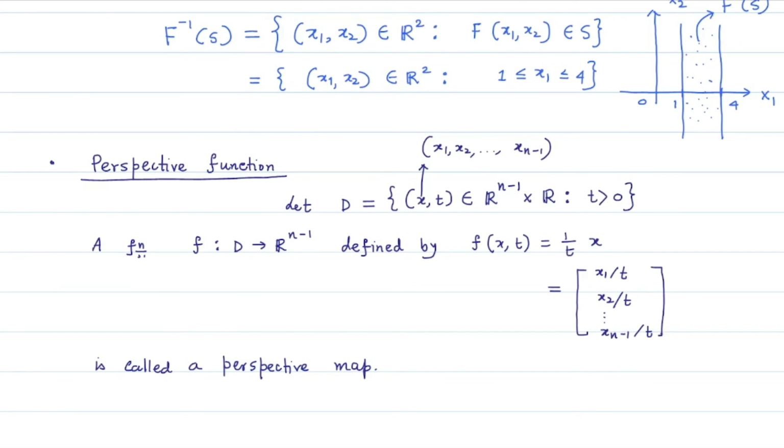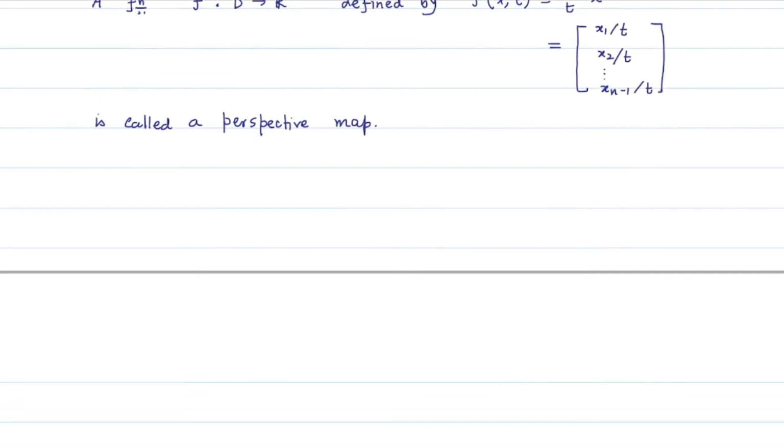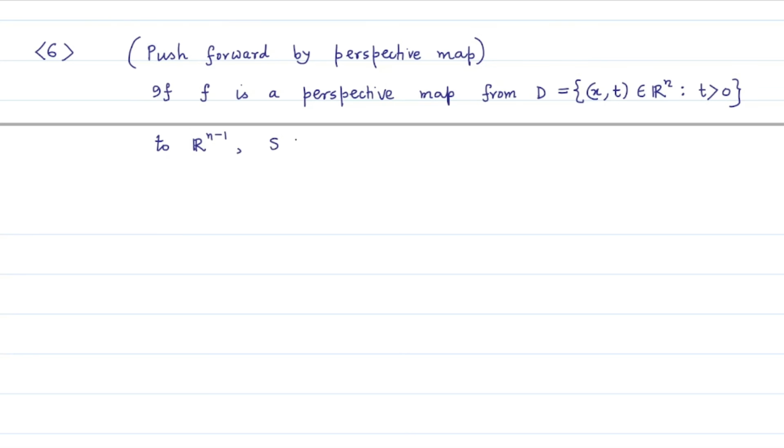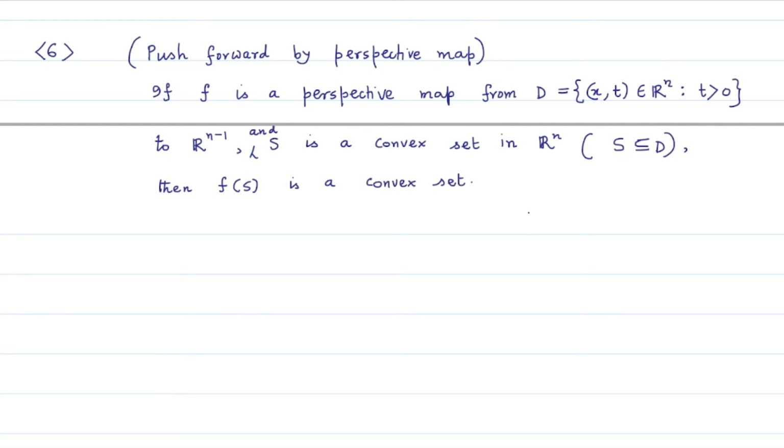Now I will show that the image of a convex set by a perspective map is again a convex set, that is, the push forward by a perspective map of a convex set capital S, which is a subset of the set capital D, is a convex set. The proof of this result is not trivial and a bit constructive. Let me prove this result.